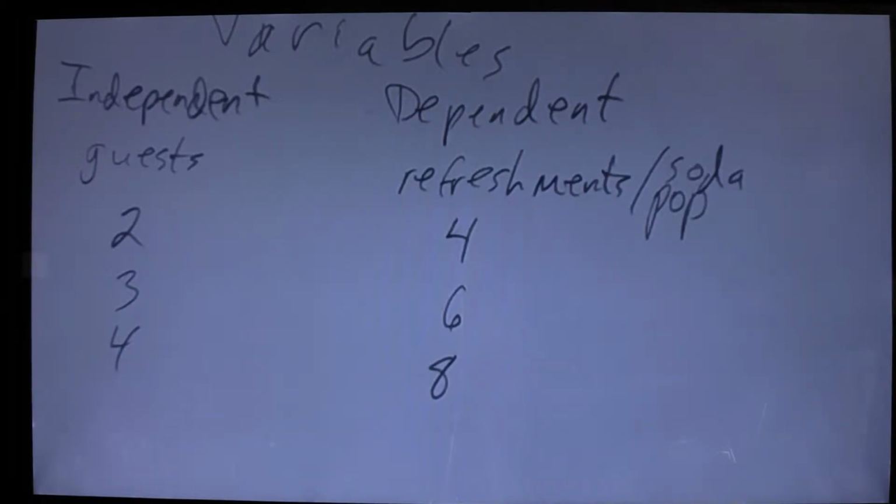If you have one variable go down, for instance, if it turns out a guest decides not to show up, then I'm going to need less pop. If one variable goes down and the other variable also goes down, then that's an example of a direct relationship also.